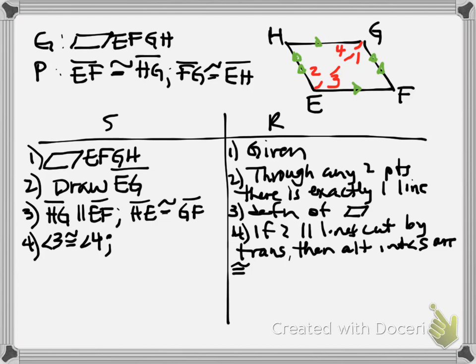Okay. So now we've got HE being parallel to GF, and we've got a transversal. And so looking there, what 2 angles are formed by those 3 lines? Angle 1 and angle 2, right?